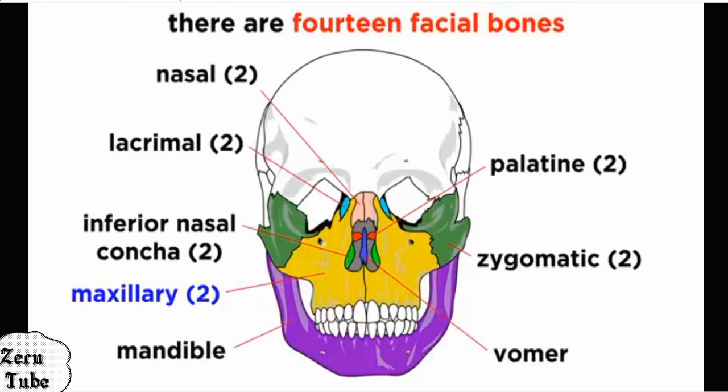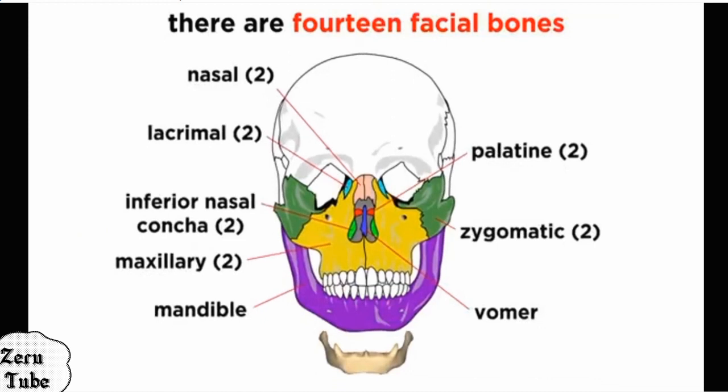and the maxillary bone, which is a pair. The zygomatic bone, which is 2. The nasal bone, which is 2. Pair lacrimal bone, pair palatine bone, single vomer bone, and pair inferior nasal concha. But we can also get the hyoid bone. The hyoid bone is not included under the facial bone.